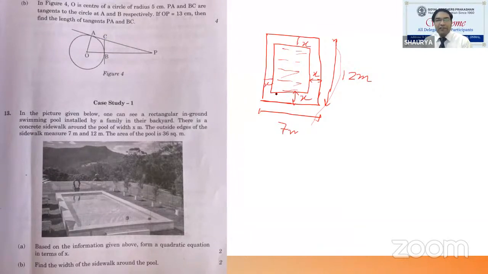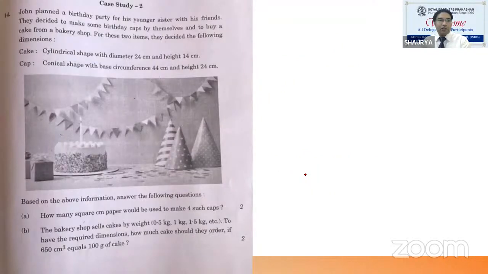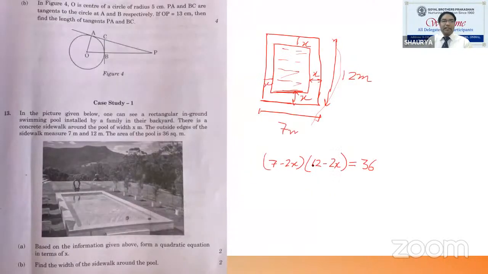So now the effective breadth of this pool, this rectangle, remains as 7 minus 2x, and the length also gets reduced by 2x, which becomes 12 minus 2x. This should be equal to the area of the pool, which is 36 meters square. So I guess we have already solved the question, right? We have made the quadratic equation in x that we were asked. We'll just need to simplify it a bit.